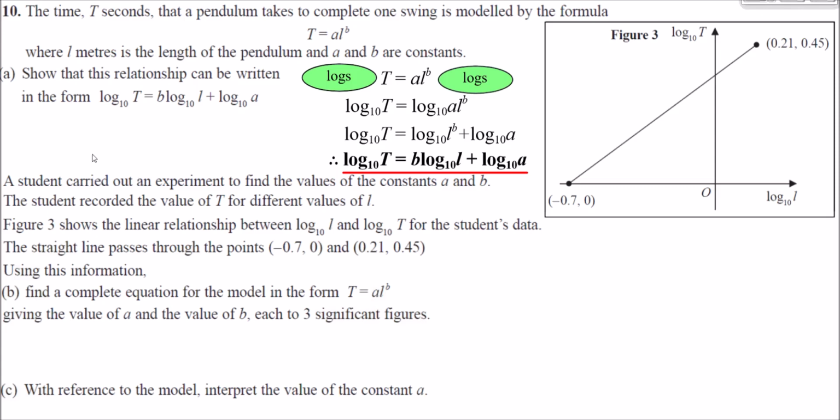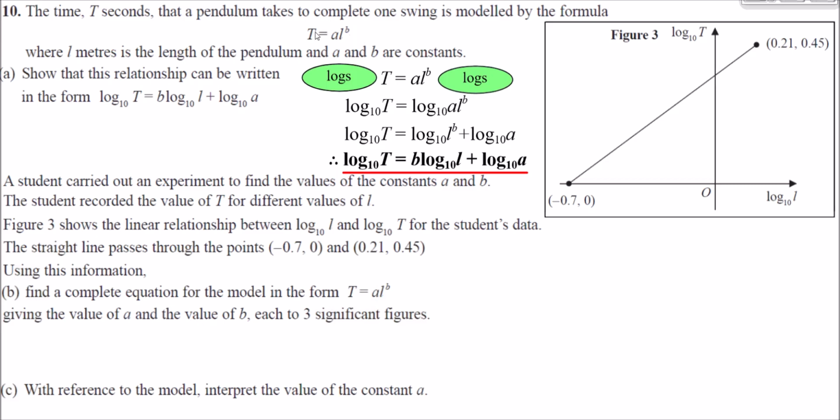Part B: a student, presumably in some physics lab, is now carrying out an experiment to find the values of the constants A and B. The student recorded the value of capital T for different values of L. Figure 3, this graph here, shows the linear relationship between log base 10 of L and log base 10 of capital T for the student's data. The straight line passes through the points (-0.70, 0.21) and (0.45), these two points as labelled. So using this information, find a complete equation for the model in the form capital T equals A L to the power B, giving the values of A and B each to 3 significant figures.